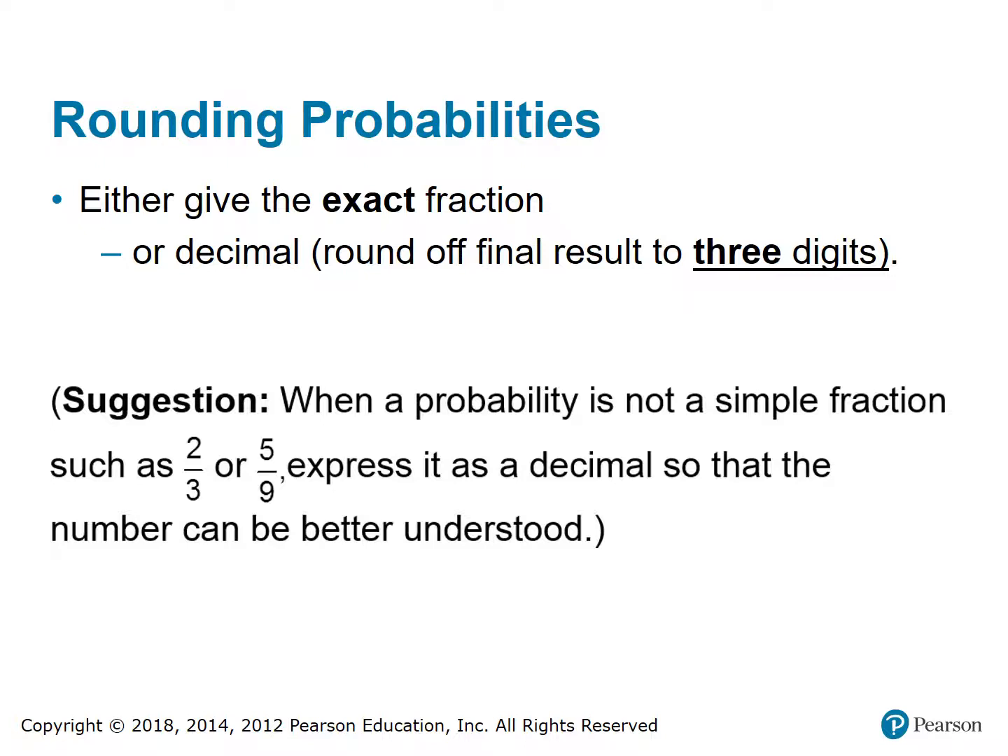Rounding probabilities. Basically, 3 decimal places is what you'd want to use. With the quick suggestion, if a probability cannot be done as a simple fraction, such as 2/5 or 5/9, because those are pretty easy to wrap your head around. If it's not a simple fraction that's easy to understand, that's when you'd want to use this decimal approximation, and once again you would use 3 digits.